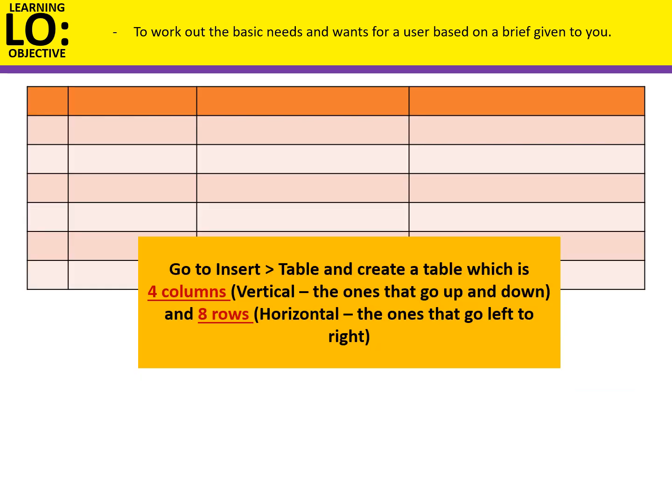So, putting the table together. What I want you to do on a brand new 1.3 slide is to create a table. Now the biggest you can do to start with is to make it 8 rows down. So we need to see 4 columns, which are the ones that are vertical, the ones that go up and down, and I would like to see 8 rows to begin with. These are horizontal, the ones that go left to right.